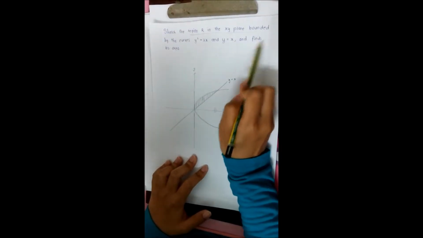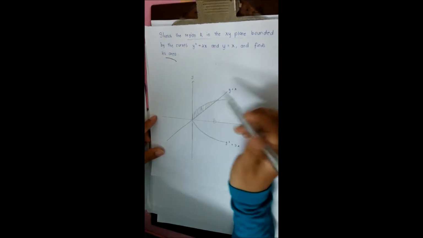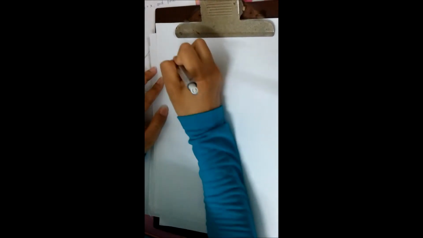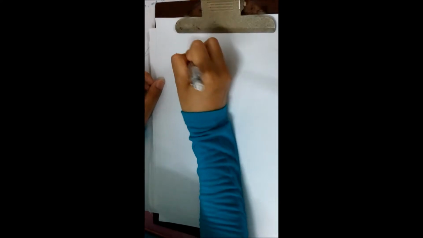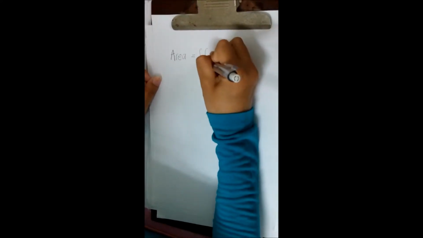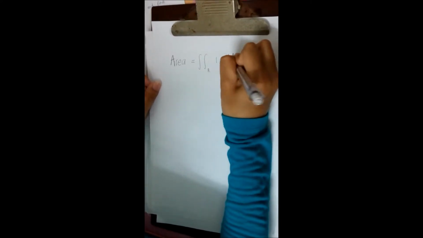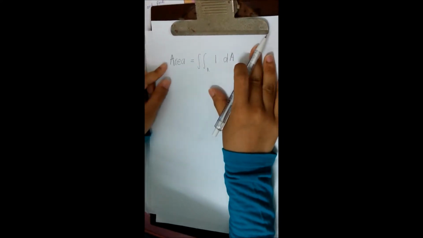So then after that, we can find this area. And now to find the area of the graph, you can say that this is a formula of area. Area will be, the formula will be double integral of 1 dA. This is the formula of area of the two functions.